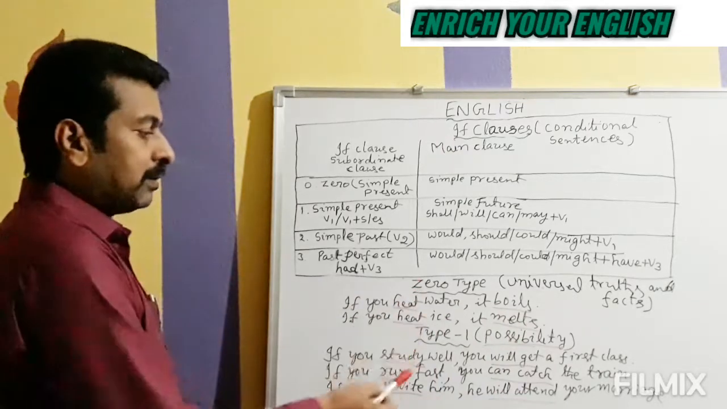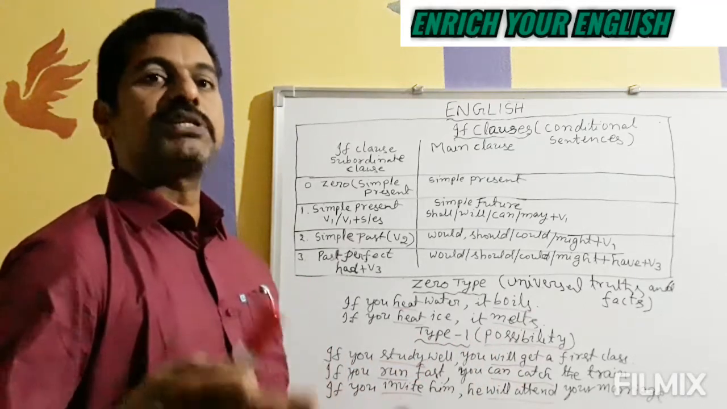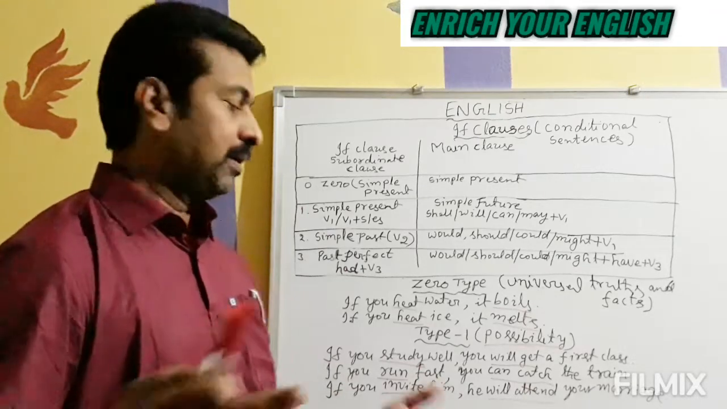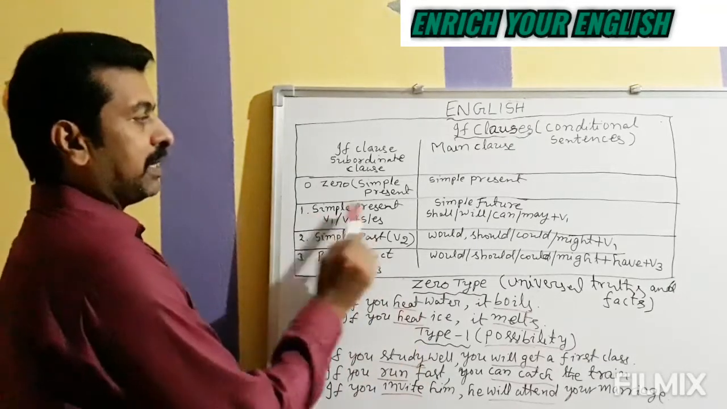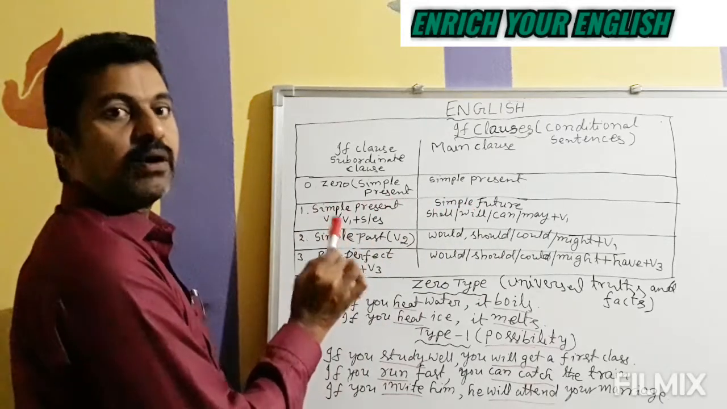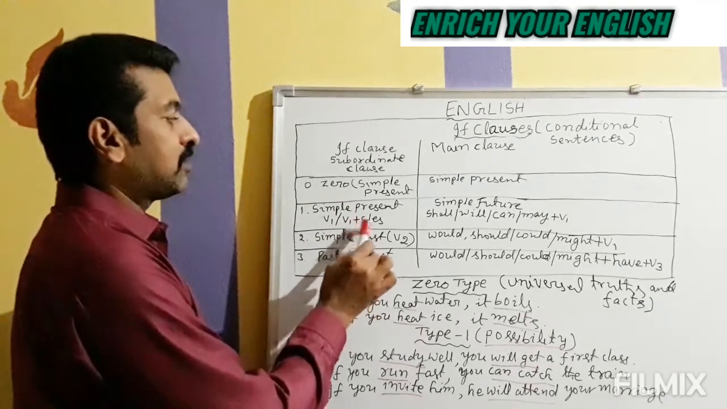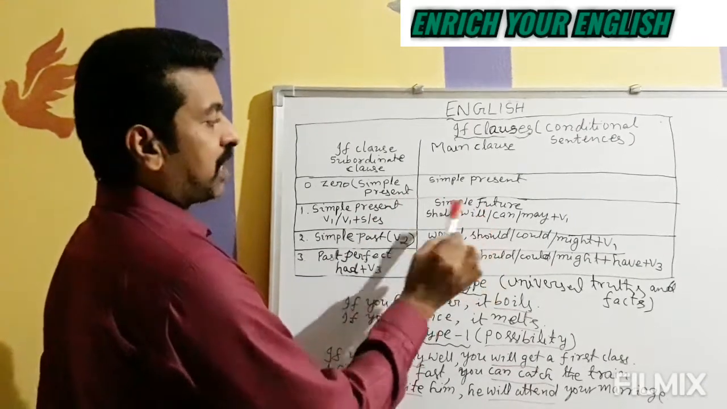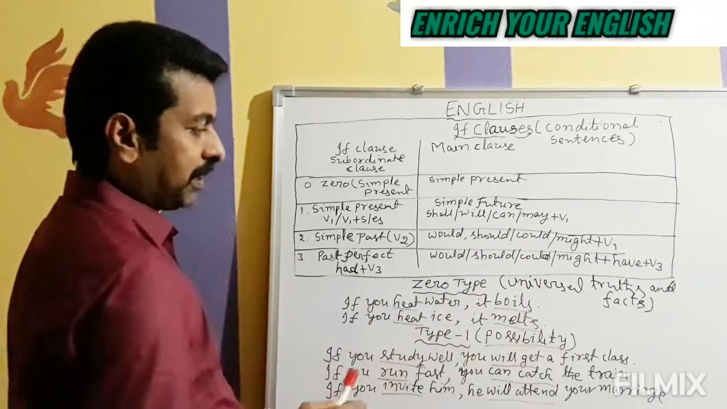And the second type is possibility. There is a possibility, there are chances for that action to happen. So type 1. The type 1 rule is simple present and simple future. Simple present means V1 comes, or if the subject is third person singular, V1 plus S or ES is added. In the main clause, simple future: shall or will or can or may plus V1 comes. So for possibility, let us see.